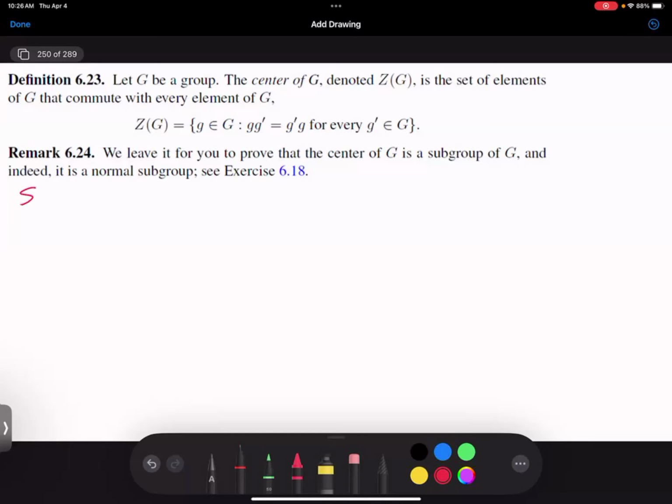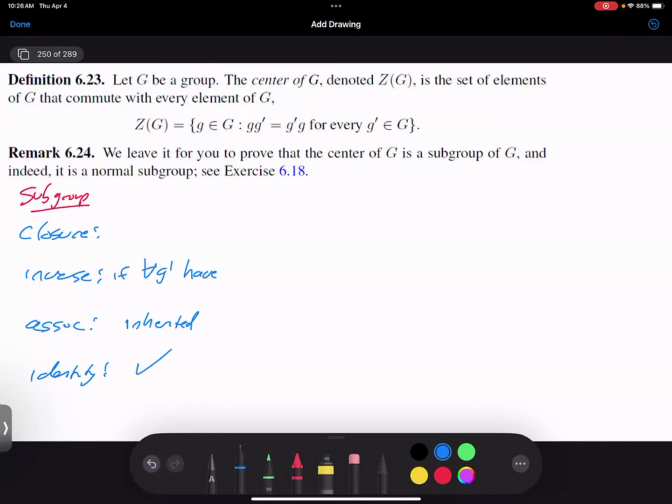So what do we have to do to show that it's a subgroup? It's the same as always. We have closure, inverse, associativity, and identity. Is the identity in the center? Does the identity commute with everything? Yes, that's no problem. What about associativity? It's inherited. And then for the inverses, if for all g prime we have gg' equals g'g, we want to somehow get something involving g inverse. What can we do? How can we get g inverses from this relation?